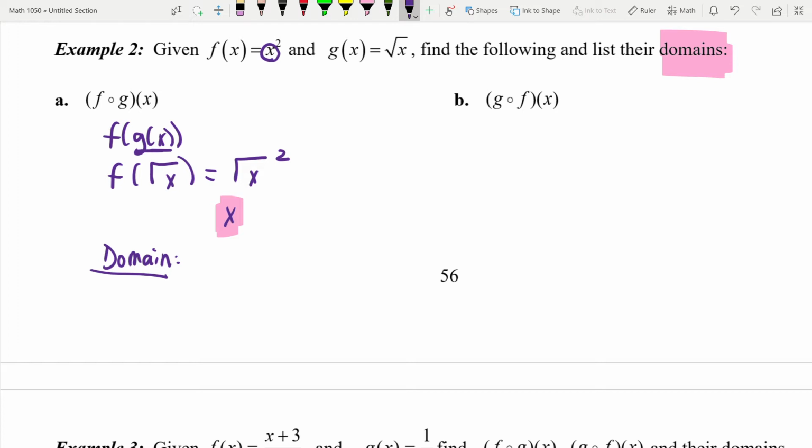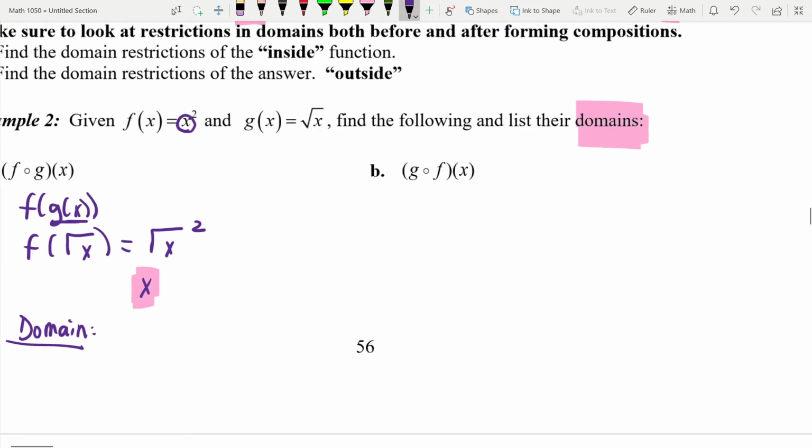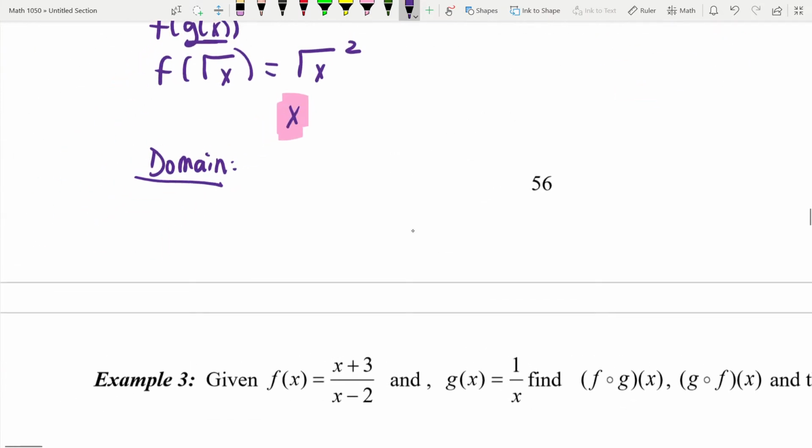Do I have an even root on the bottom? No. I don't have any of those things. So it looks like the domain is all real numbers, okay? I want you to write there where it says domain, I want you to write in and out. You have to look at what you put in, and you have to look at what comes out. What comes out, I'm talking about the solution.